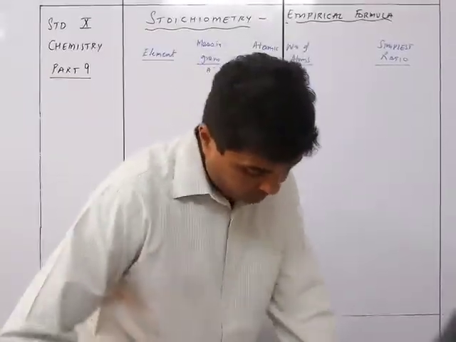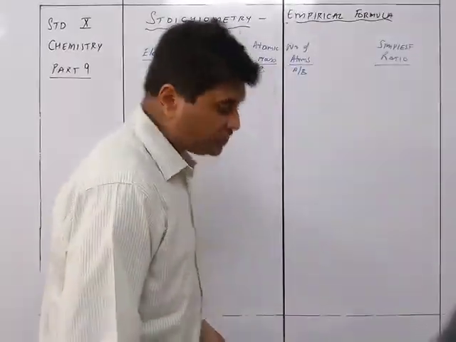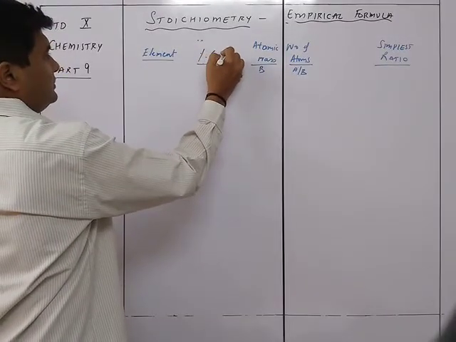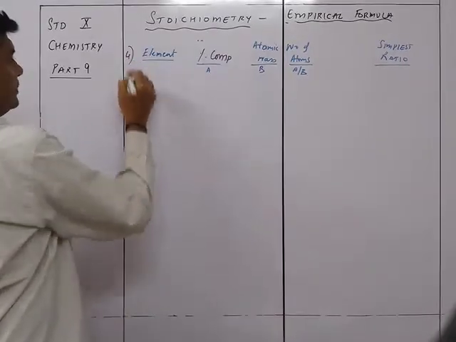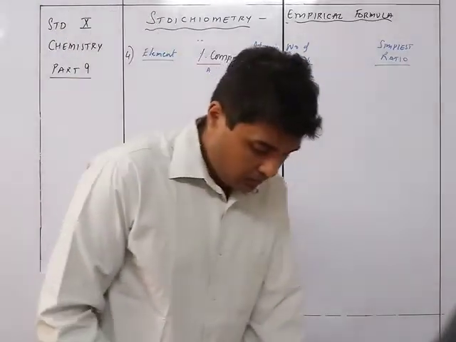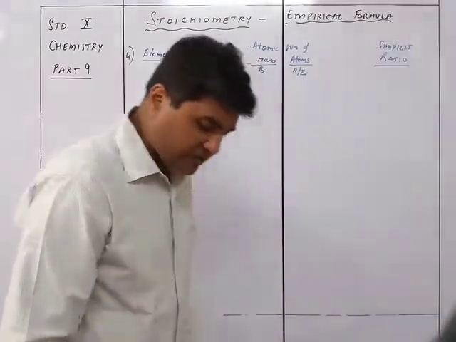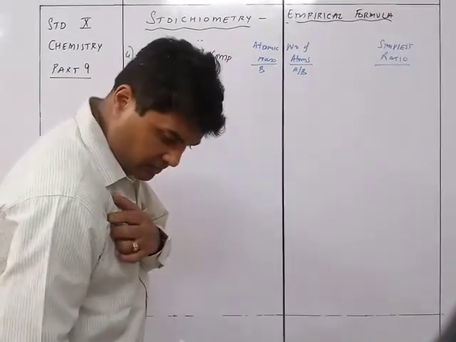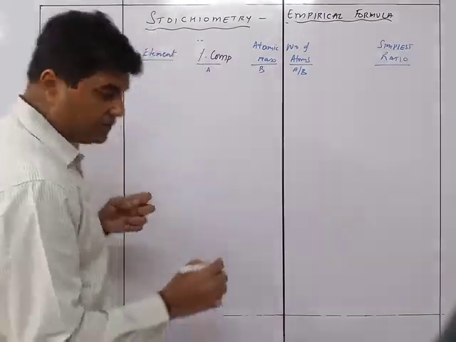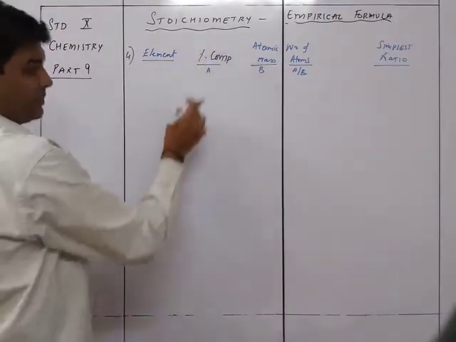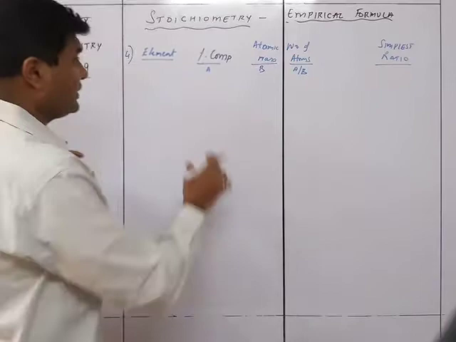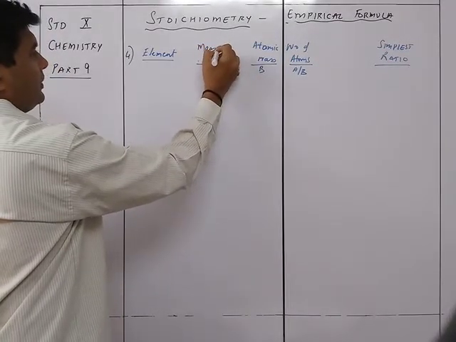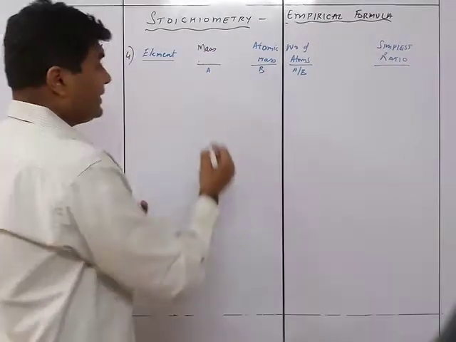Sum number 4. A compound has the following percentage composition. So we have the percentage composition over here. Question 4: a compound has the following percentage composition. They are calling it percentage composition, but it is actually given as mass only. So we will keep it the same. It is mass in grams.